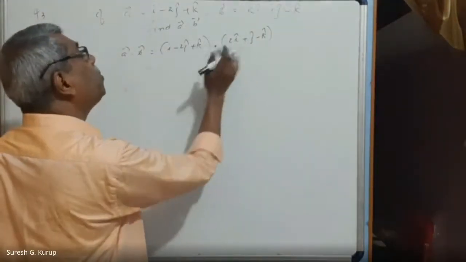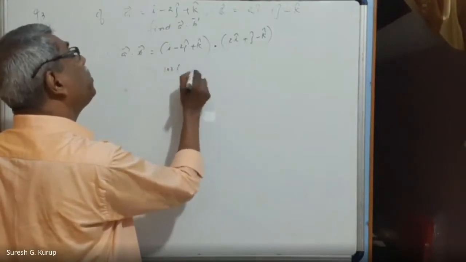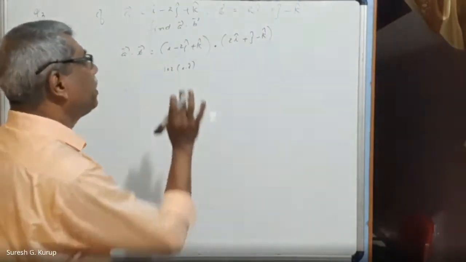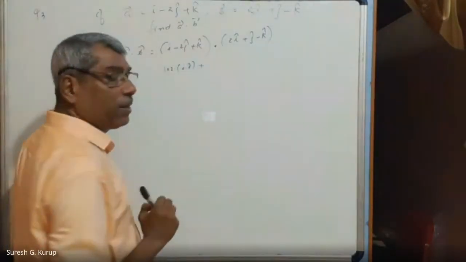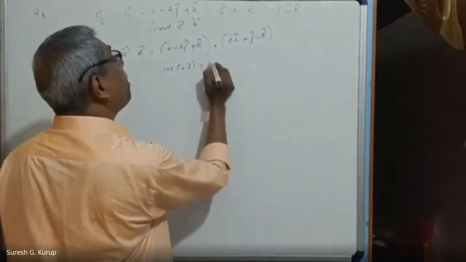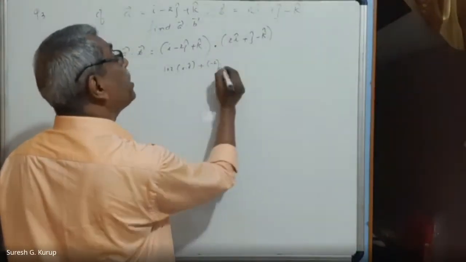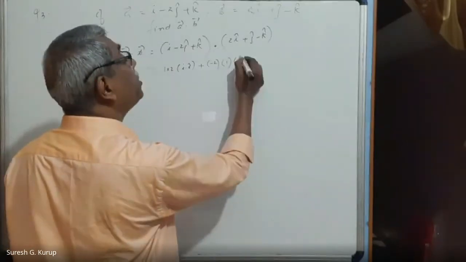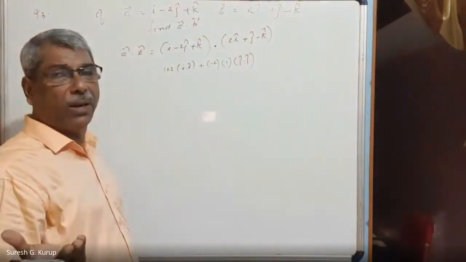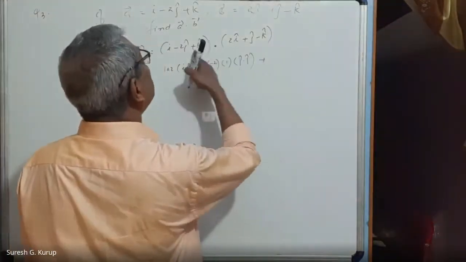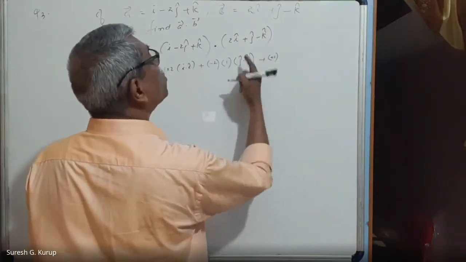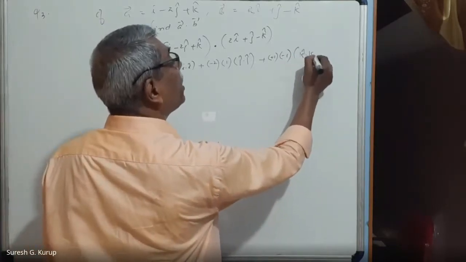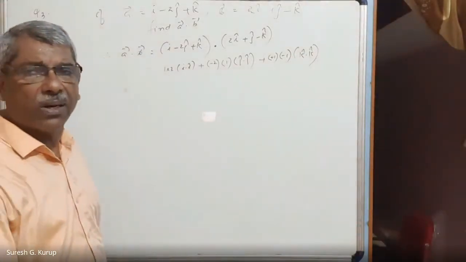That means 1i into 2i is equal to 1 into 2 into i dot i. First term is over. Second term is what? Plus, you will write a plus there. Then the first quantity is minus 2, and here it is 1. Minus 2 into 1 into j dot j. Then the second term is also over. Third term: plus 1 into minus 1 into k dot k you will write. Finish. This is scalar product.